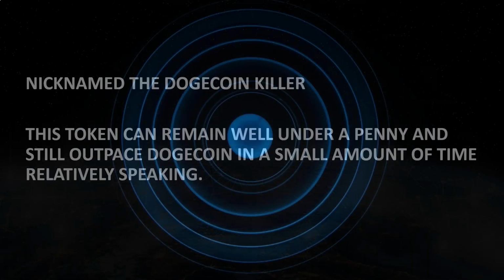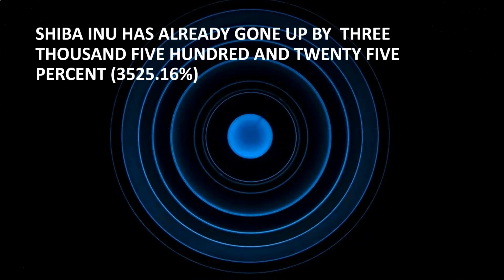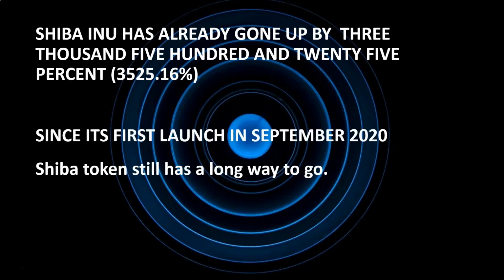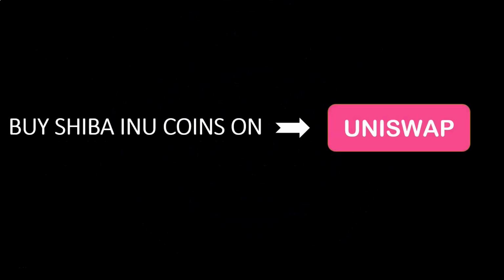of time, relatively speaking. Shiba Inu has already gone up by 3,525% since its first launch in September 2020. Shiba token still has a long way to go. Buy Shiba Inu coins on Uniswap.